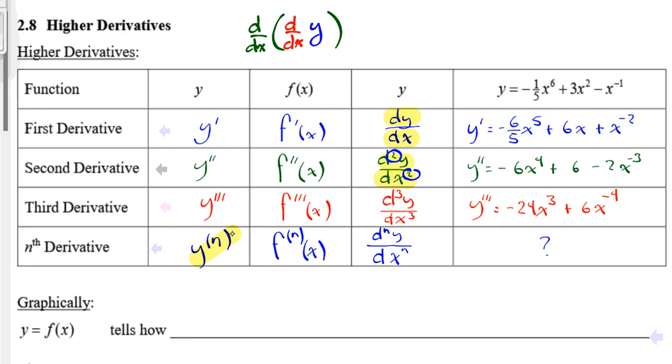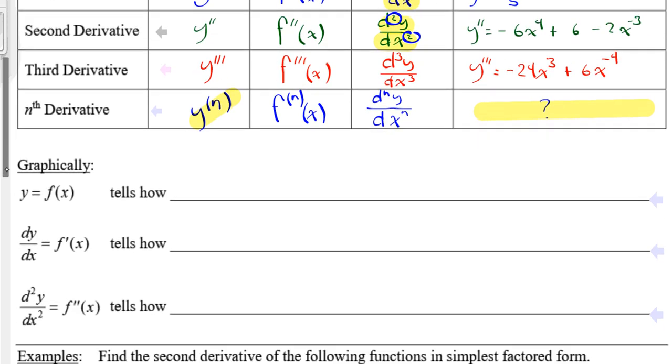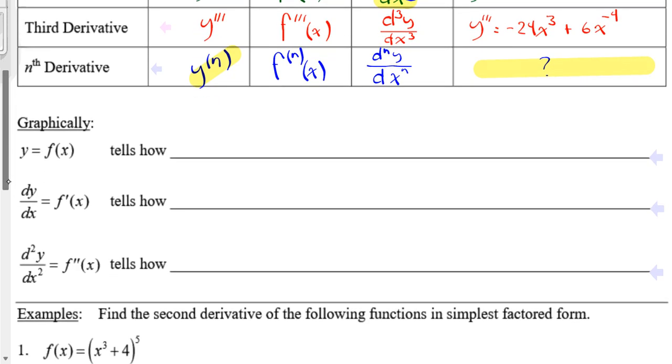Because we don't know how many derivatives we're doing, we have no idea what this function is going to look like. The most useful derivatives for us will be the first and second derivative. Third derivative isn't going to be super helpful other than entertainment as we play around with it. So first we have just the function tells me how y depends on x.